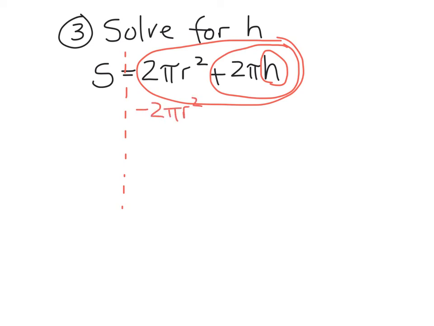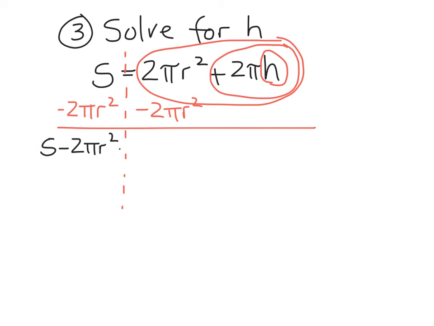And keep your equation balanced. Do it to both sides. Okay, on this side, s take away 2 pi r squared. Those are not like terms, so you're just going to write s take away 2 pi r squared equals, and then on the other side, 2 pi r squared take away 2 pi r squared. They're gone, but you still have the plus 2 pi r h.